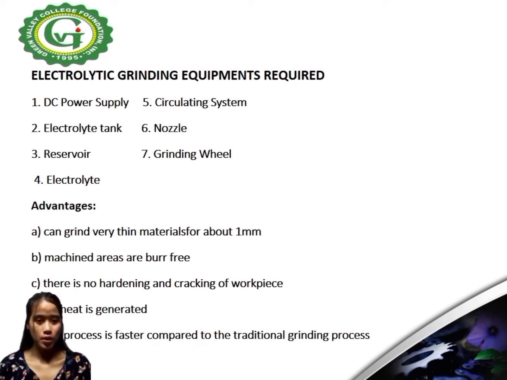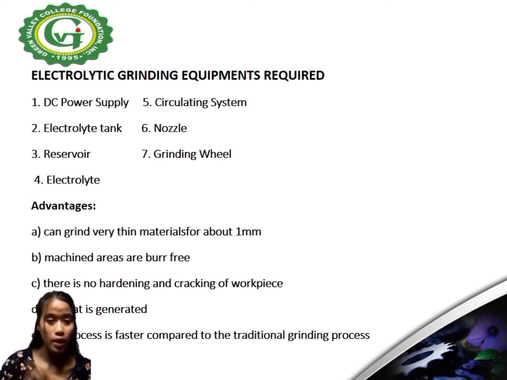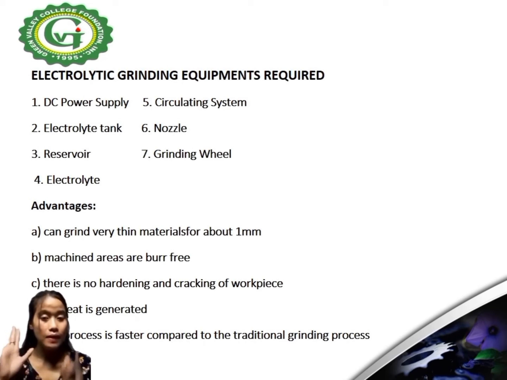Proceeding to the advantages and disadvantages of electrolytic grinding. The advantages of ELG is that it can grind very thin materials for about 1 millimeter. The second one, machined areas are burr-free. The third one is that there is no hardening and cracking of the workpiece. The fourth one, the grinding wheel requires less frequent dressing. The fifth one is that no heat is generated. The last one, the process is faster compared to traditional grinding process.